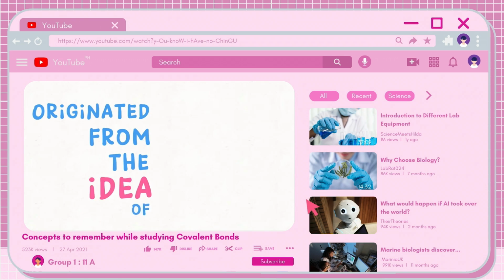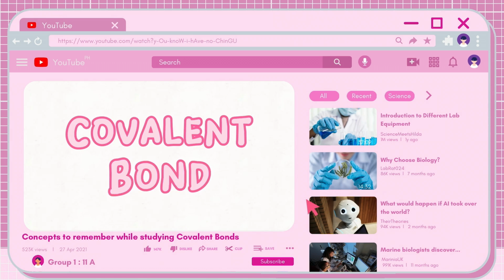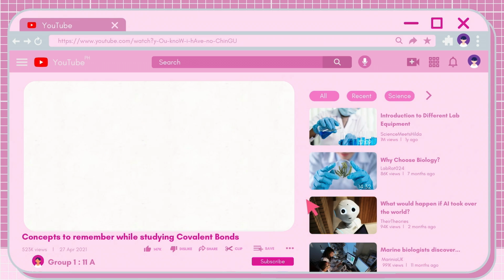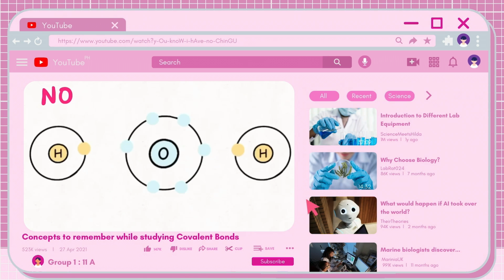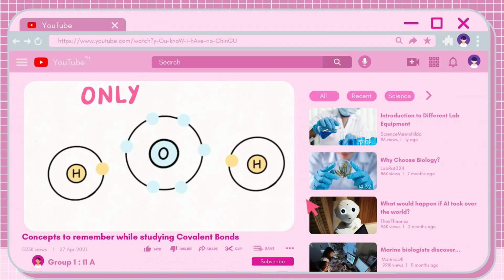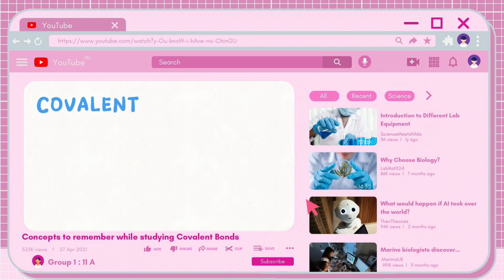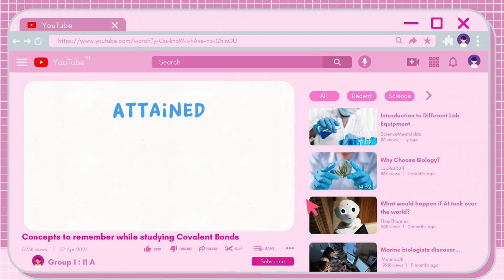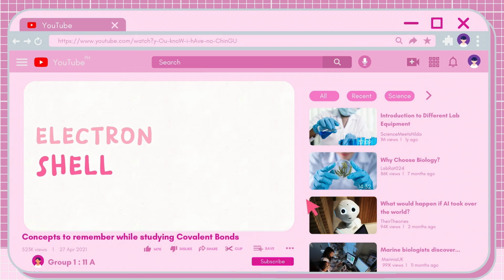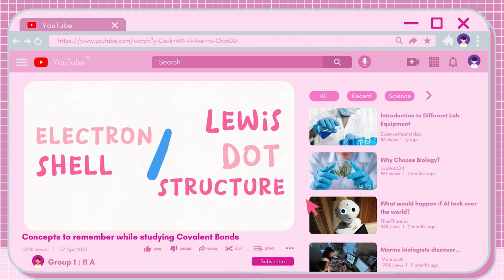Originated from the idea of Gilbert Lewis, a covalent bond is known as the interparticle bond formed by the sharing of an electron pair between two atoms. No atoms are stolen, but only shared. Covalent bonds between atoms are formed to increase stability, which is attained by constructing a complete electron shell or by drawing a Lewis dot structure.